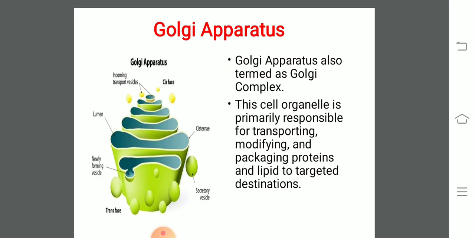Here I have shown that is the cisternae. Then it is used to store the enzymes. Okay, they are filled with the different enzymes.